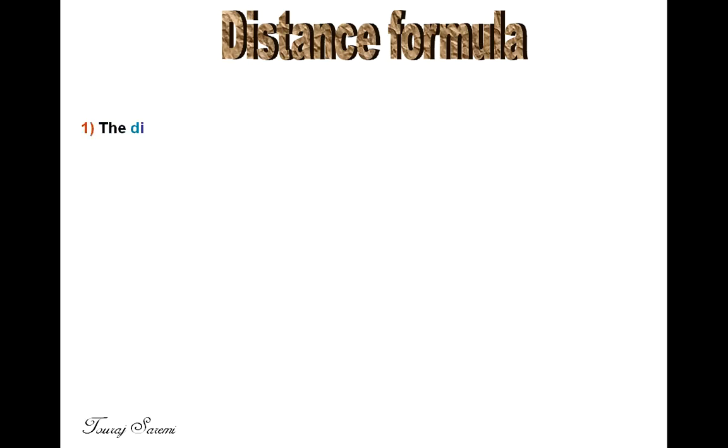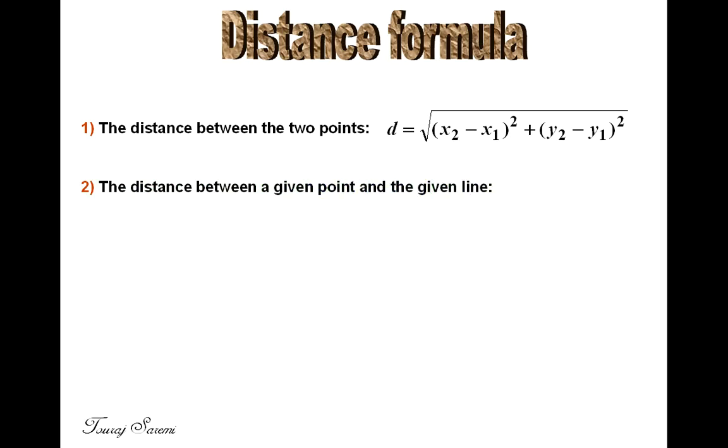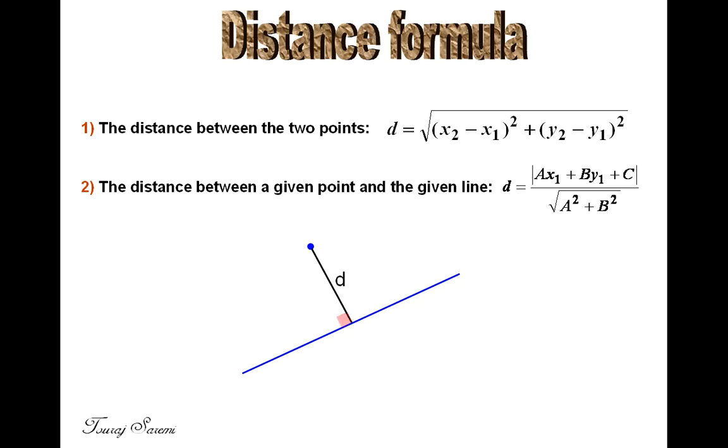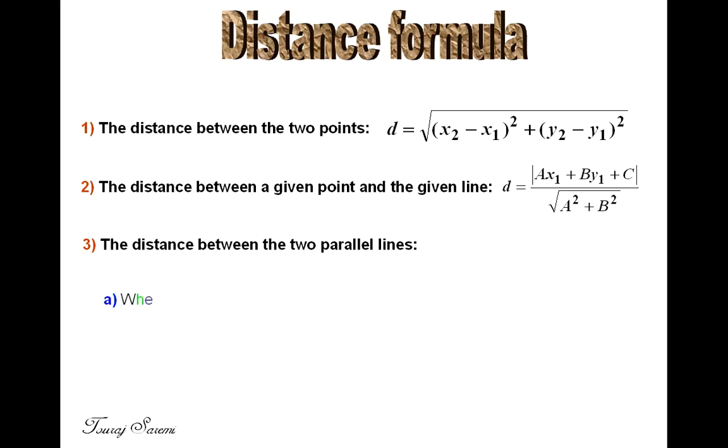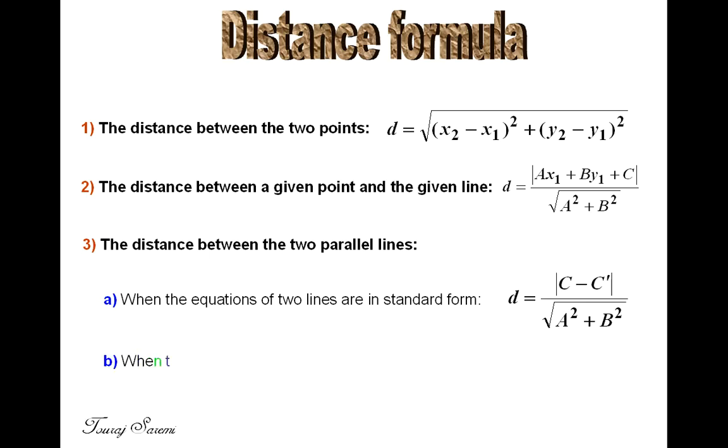In summary, distance formula. 1. The distance between the 2 points. 2. The distance between a given point and the given line. 3. The distance between the 2 parallel lines. A. When the equations of the 2 lines are in standard form. B. When the equations of the 2 lines are in slope-intercept form.